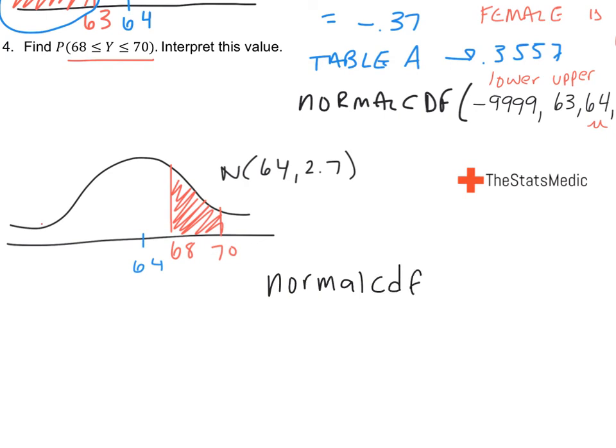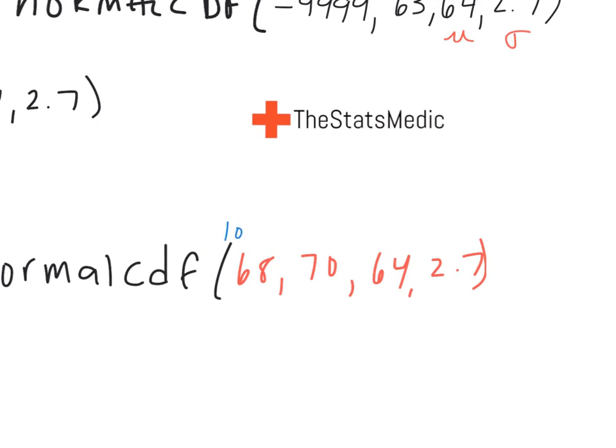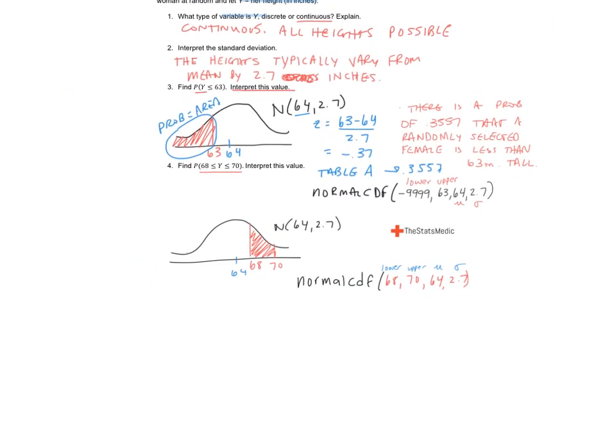And our lower is going to be 68. Our upper is going to be 70. We're going to have a mean of 64. We're going to have a standard deviation of 2.7. And of course I'm going to label lower, upper, mean. And you can use those symbols, mean and standard deviation. And that's all there is to it.